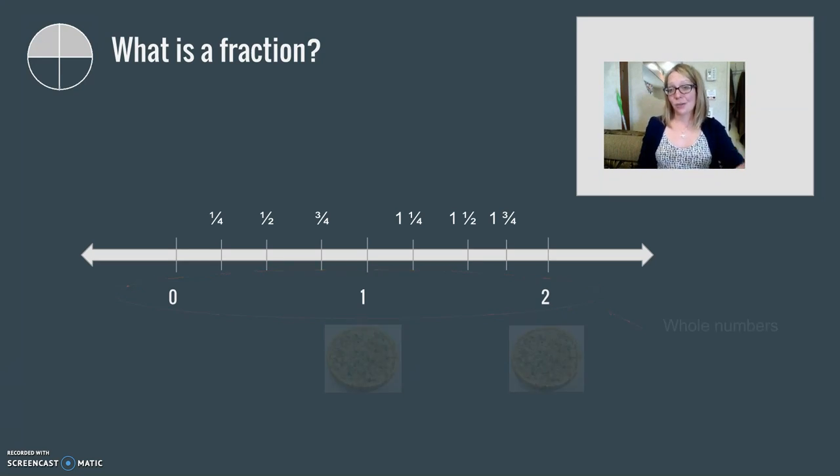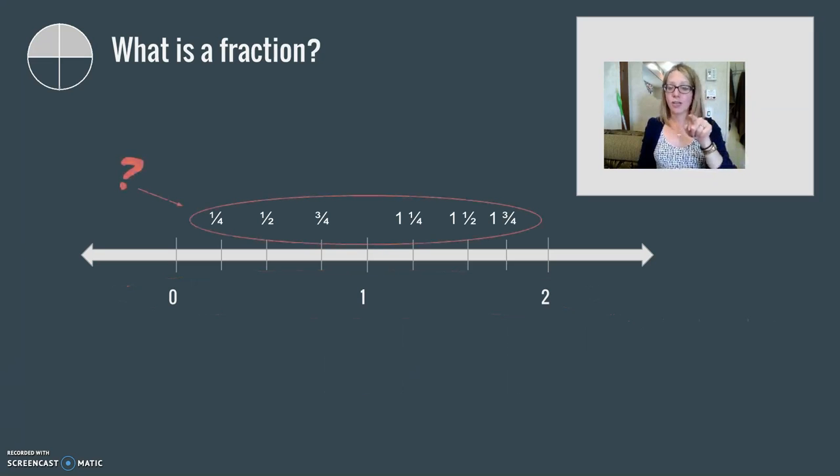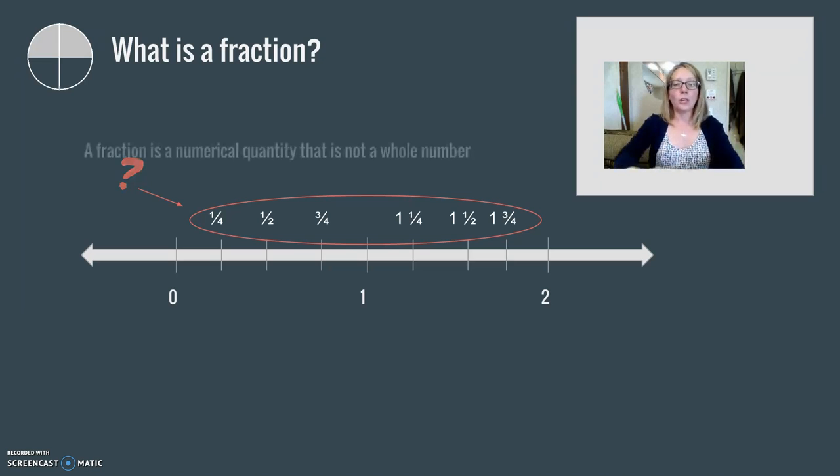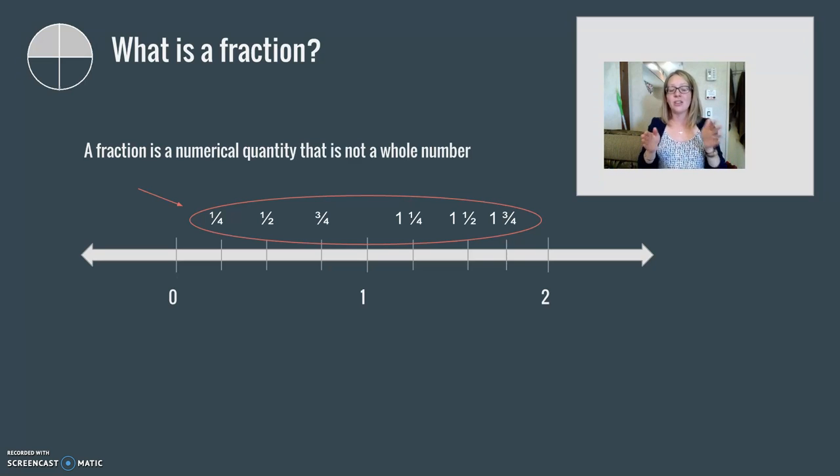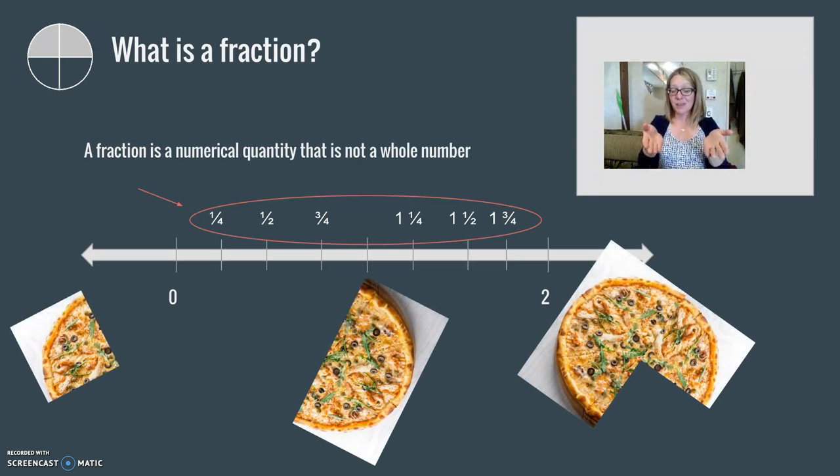So if somebody were to ask you, hey, what's a fraction? You should be able to answer it. What are these numbers? How do we define them? Well, a fraction is a numerical quantity that is not a whole number. Okay, so these numbers are the numbers in between the whole numbers. So when we had the pictures of these pizzas, none of them are whole. They're broken apart. There's pieces missing. These are fractions of pizzas.